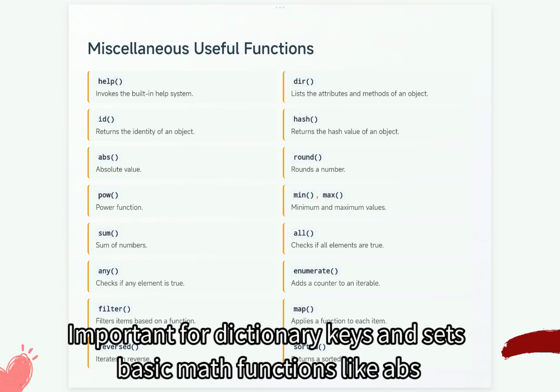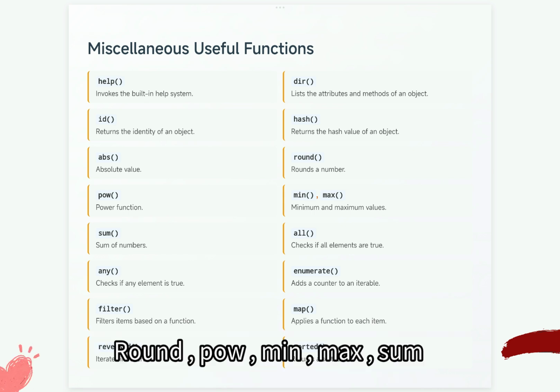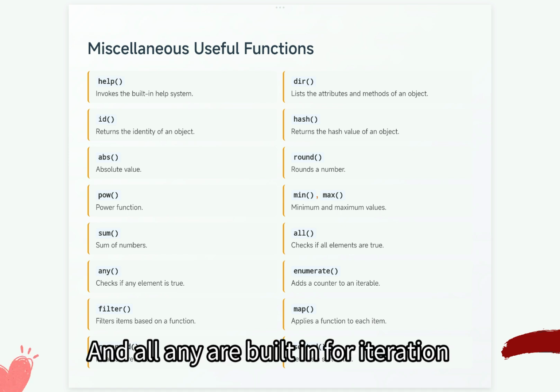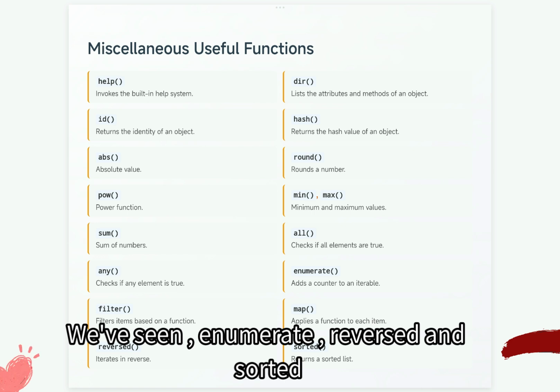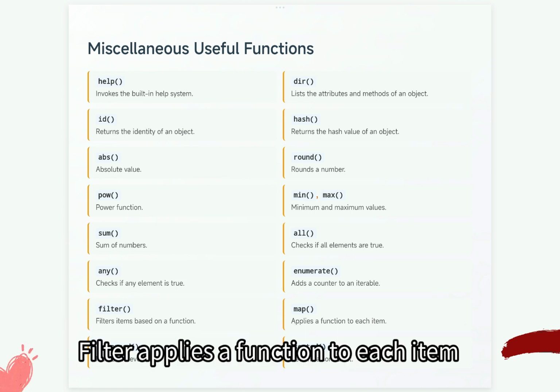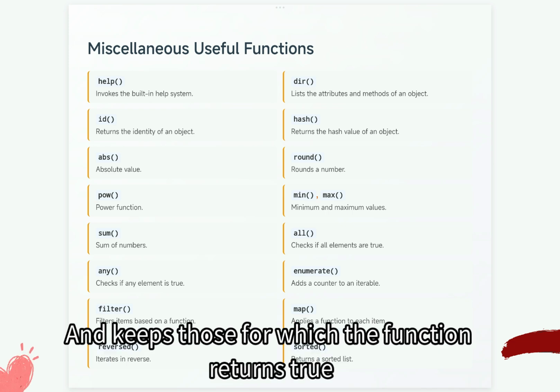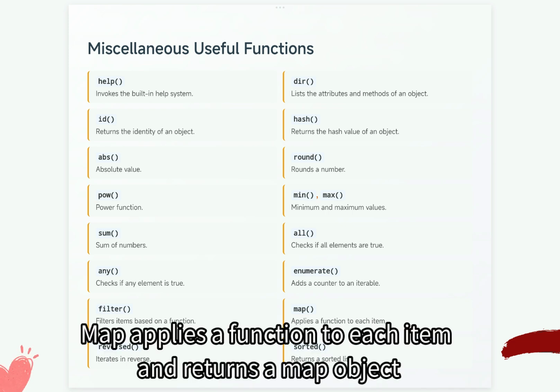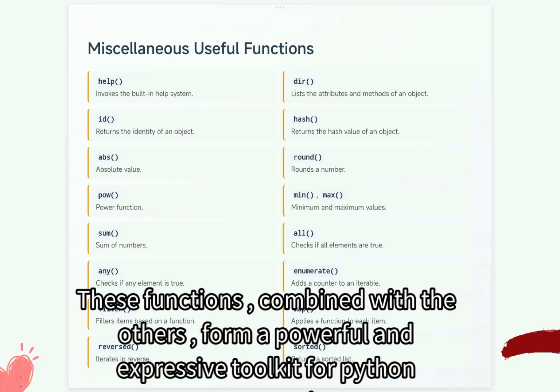Basic math functions like abs, round, pow, min, max, sum, and all and any are built in. For iteration, we've seen enumerate, reversed, and sorted. Filter applies a function to each item and keeps those for which the function returns true. Map applies a function to each item and returns a map object. These functions, combined with the others, form a powerful and expressive toolkit for Python programming.